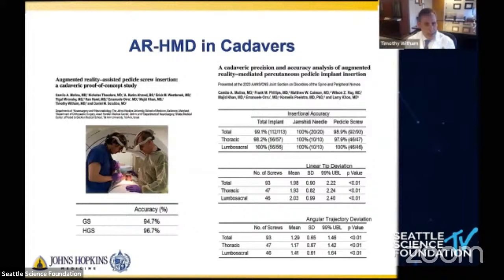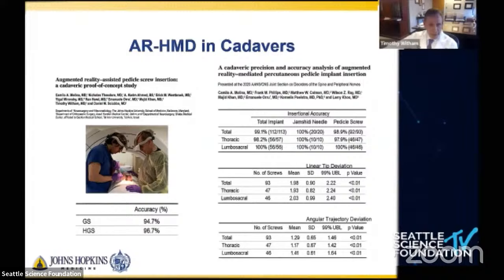It was subsequently done with a percutaneous cadaveric study that was done out at Rush with Larry Koo, Frank Phillips, and one of our residents, Camilla Molina, and they were able to again demonstrate a very high accuracy rate of about 98% with pedicle screws, and an even higher rate of accuracy with Jamshidi needle placement, which was something that the FDA asked for in that study.